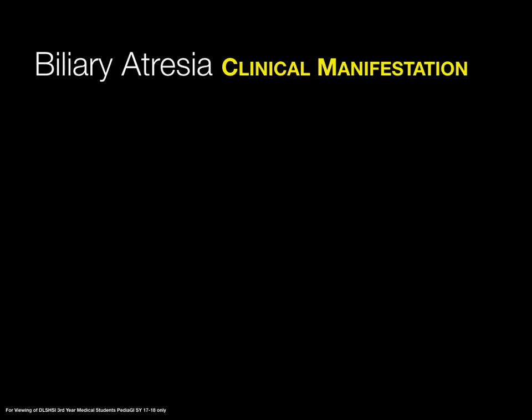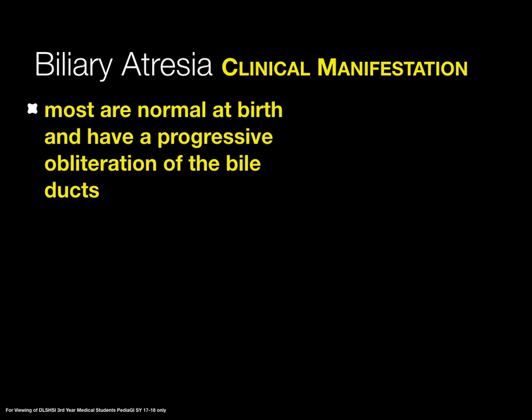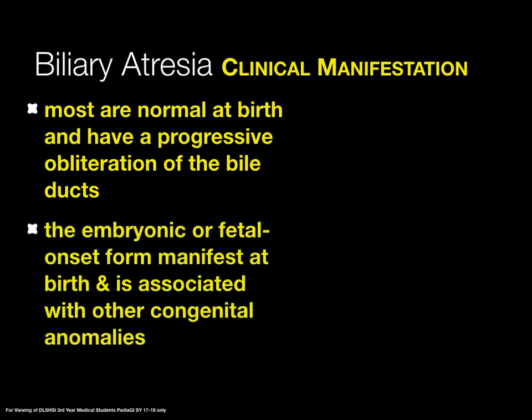Biliary atresia. Most children with biliary atresia are normal at birth and have a progressive obliteration of the bile ducts. The embryonic or fetal onset form manifests at birth and is associated with other congenital anomalies like situs inversus, polysplenia, intestinal malrotation, complex congenital heart diseases, with an incidence rate of 1 every 10,000 to 50,000 births.